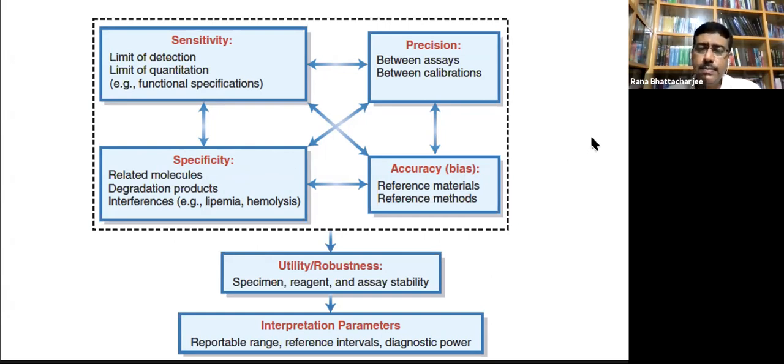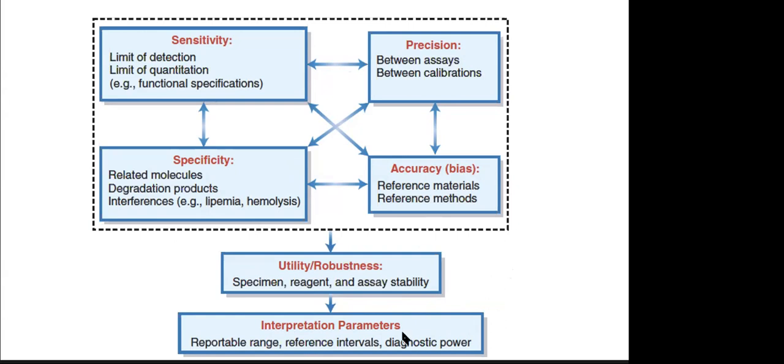What is accuracy? Accuracy means the performance of this assay related to the reference material. Okay, so this is another very important parameter to know, and depending on all these things, the test utility or robustness is determined, and ultimately, depending on all this, we interpret various things like what is reportable range, what is reference interval, and what is diagnostic power of the test. I won't go into detail of these things. If you're interested, we can discuss this at the end of the talk.